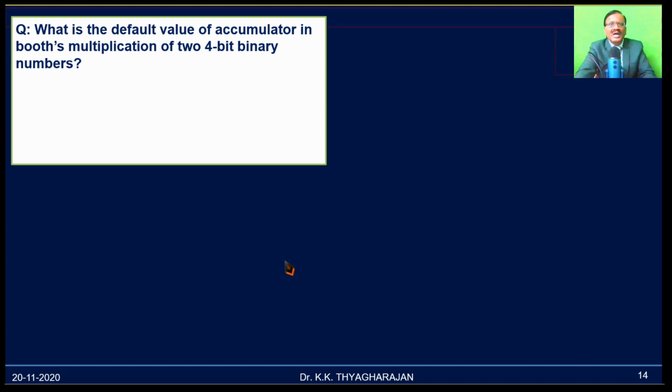Now let us see the next question. What is the default value of accumulator in Booth's multiplication of two 4-bit binary numbers? 0, 1, 1, 1, 4 ones. So totally 5 bits. Here totally 4 bits. Here 5 bits. Here 4 bits. You know that we are always adding a 0 at the leftmost position. So the total number of bits should be 5. So the correct answer should be either A or C. But they are asking the default value of accumulator, that is the initial value. Initially it will have 0 only, and also the number of bits should be 5. So C is the correct answer.